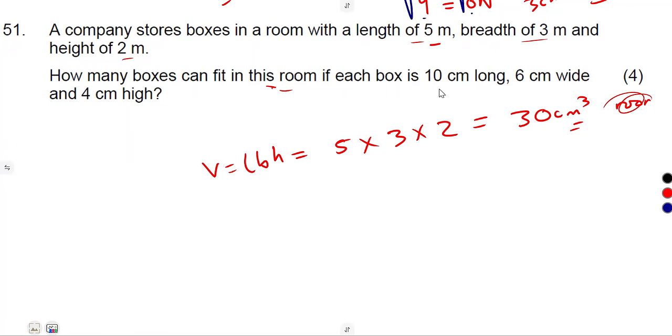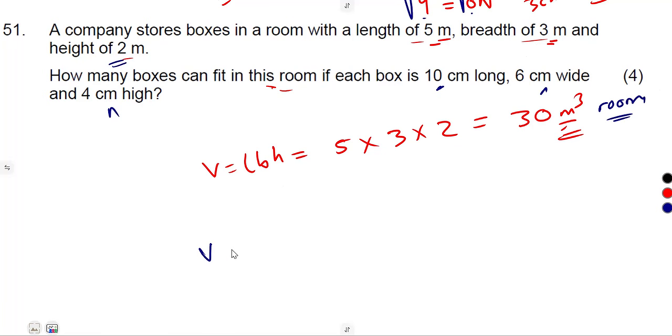If each is going to be measuring this, they're in centimeters, but we calculated these as meters, cubic meters. So convert the centimeters to meters, so that it will be easier for you to divide. For you to find that, you simply need to get the volume of the room. You divide by what? By the volume of each box.